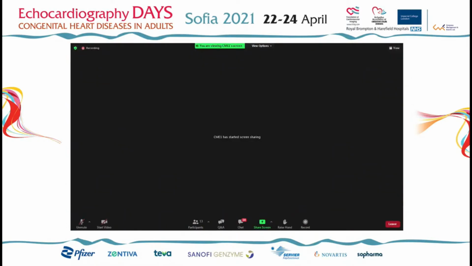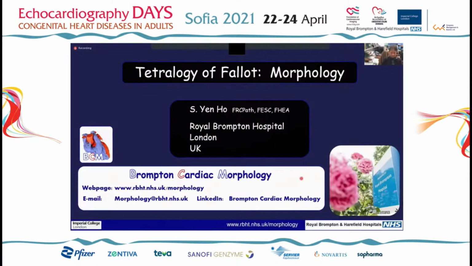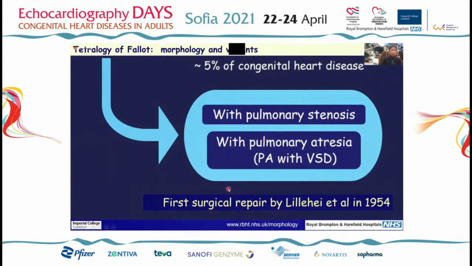This session is on tetralogy of Fallot, and I'm going to present the morphology. So to start with, Fallot described this combination of lesions responsible for a blue disease back in 1888. And the four features are listed here. I'm sure you're all familiar with that. So basically we have a ventricular septal defect and an obstruction to the subpulmonary outflow tract. This combination of lesions has also been detected in utero. It accounts for about 5% of congenital heart diseases, so fairly common.